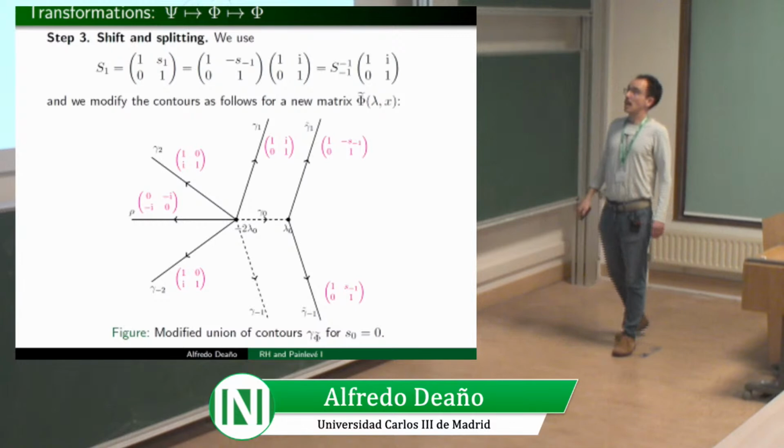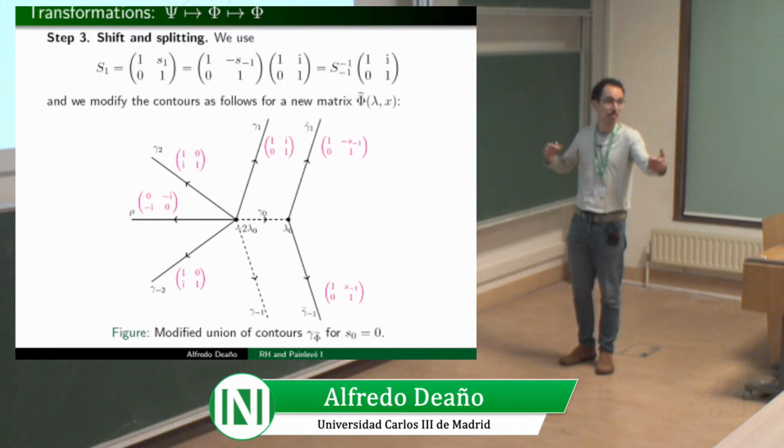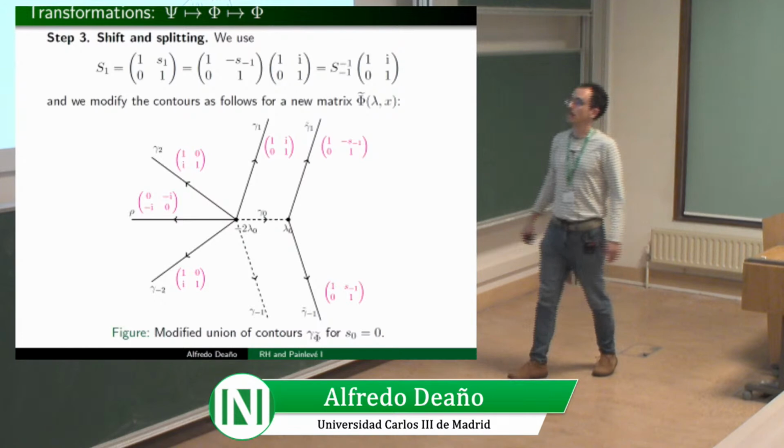And in principle, when you do this, you redefine your function, and you can introduce a new jump here. You can check that, in this case, there's nothing here. If S0 is different from zero, then there will be a jump here, and then everything breaks down. But in this case, you can actually separate. And this is really important, that you can actually separate this into two different, not two different Riemann-Hilbert problems, but geometrically, you can split it into two parts.